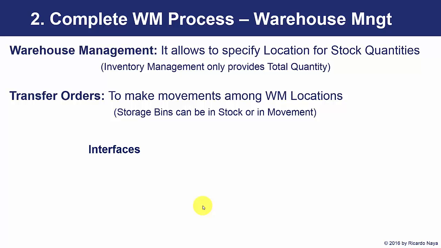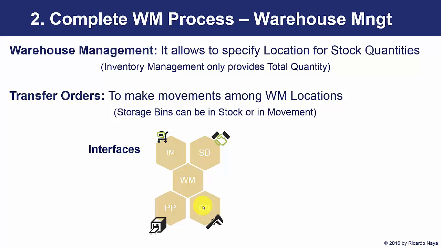Warehouse management is going to have interfaces with the rest of the logistics modules. So we can see that we are going to have a very tight interface with inventory management, with sales and distribution for managing our finished goods that we are going to send to our customers, with production planning and production control, because we need to provide the components and raw materials production is going to use for manufacturing semi-finished and finished goods, and with quality management, as we also need to maintain the stocks we are going to use for the different QM quality management functionalities.